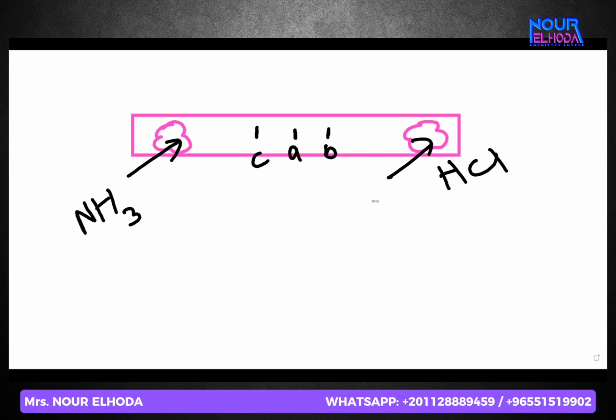Exactly, good job. Why especially here? The point is, if I'm talking about the HCl and ammonia, which one is lighter? So it's going to run faster. It's going to diffuse faster.